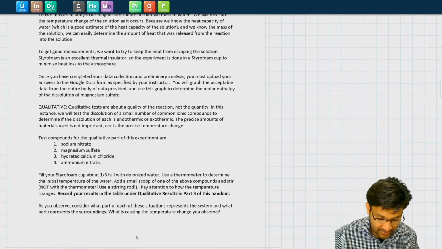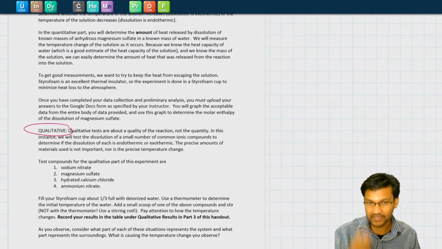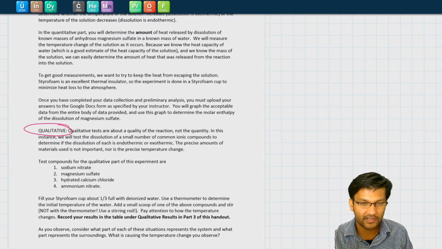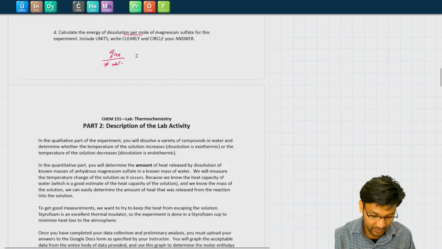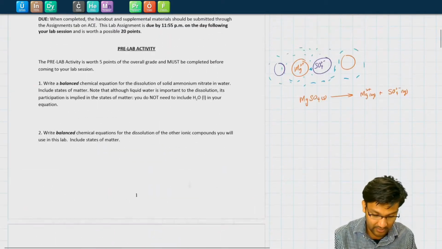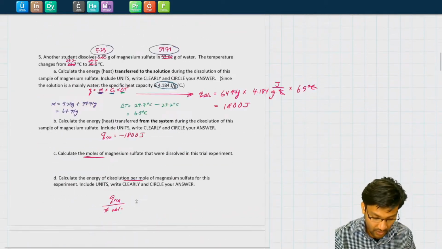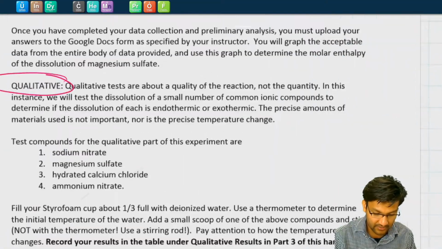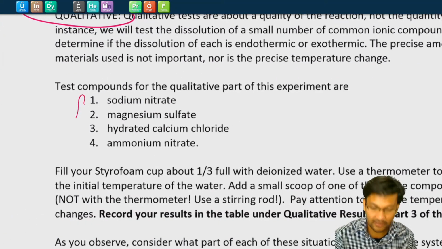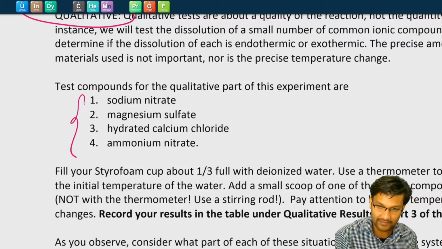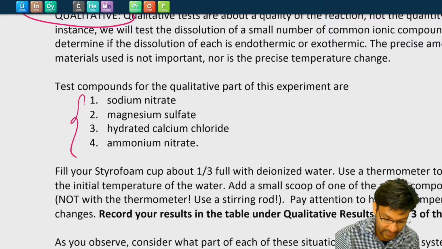The first part, the qualitative part of this experiment, we're just going to look at whether certain dissolutions, which we went over in the pre-lab, which is basically just breaking apart of ions as they dissolve in water, are going to be exothermic or endothermic reactions. And these are the various salts that we're going to dissolve to look at whether they're exothermic or endothermic.